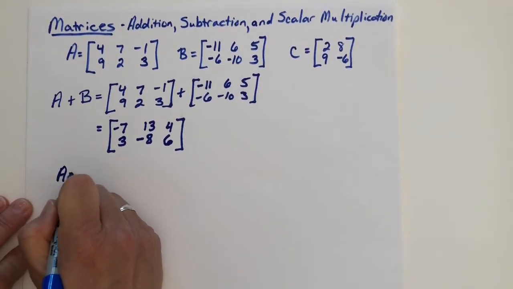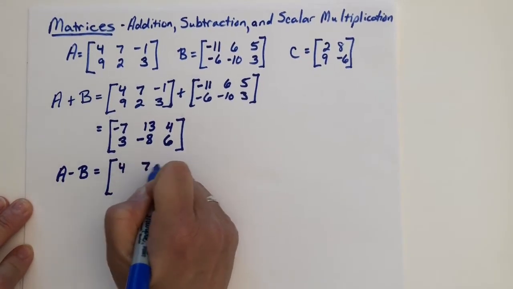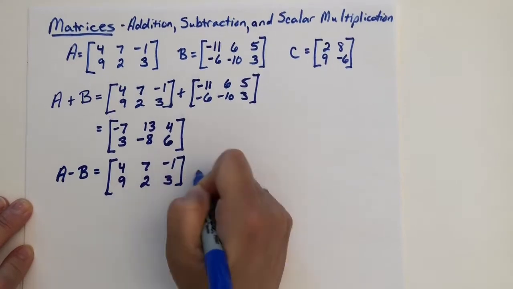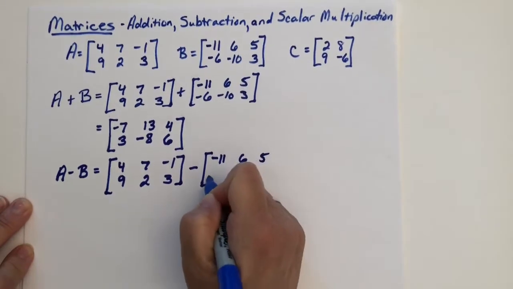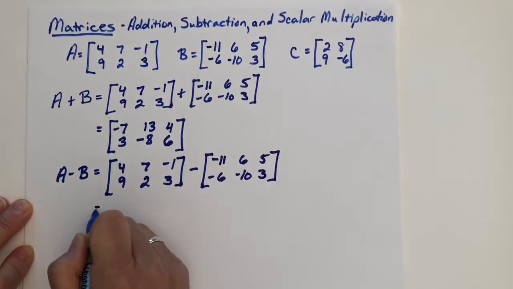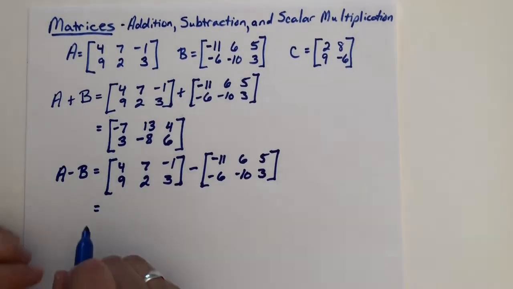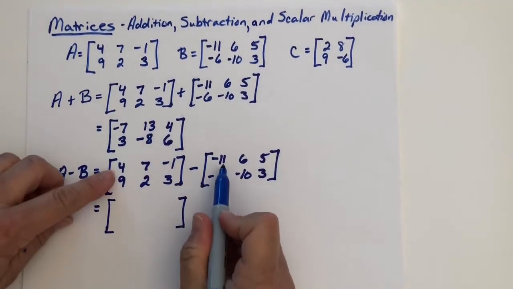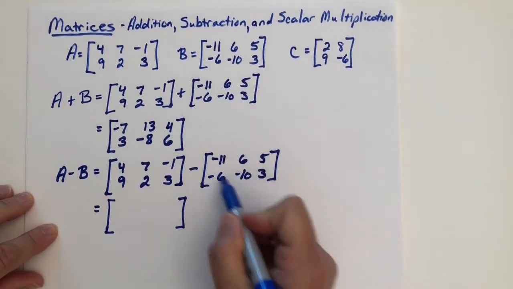Subtraction, again, is not very much of a surprise to people. So let me just jot these two matrices down. And we're subtracting now. And when we subtract matrices, we subtract corresponding entries. So when we subtracted these two, we would have 4 minus negative 11, and make sure we apply that minus to each of those entries.